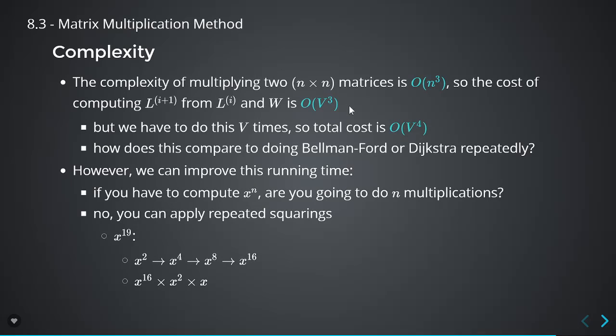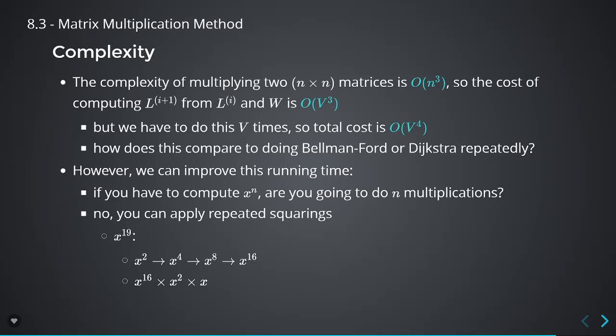Well, n is the number of vertices you have in the graph. So that's the dimension of the matrix. So if you go from Li to Li plus 1, you are doing one matrix multiplication. So that is n times n cubed. That's n to the 4. Now you can ask yourself, how does this compare to Bellman-Ford or Dijkstra repeatedly?